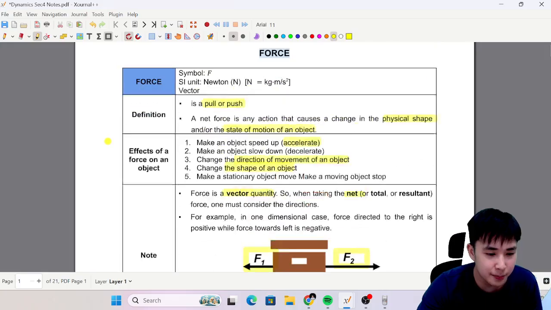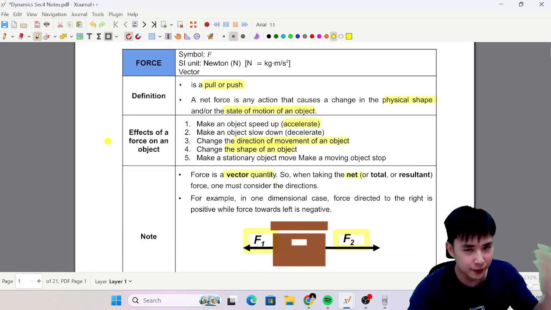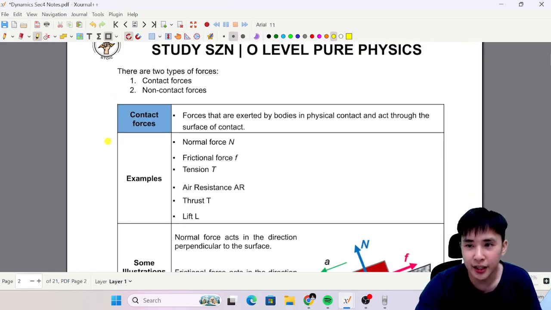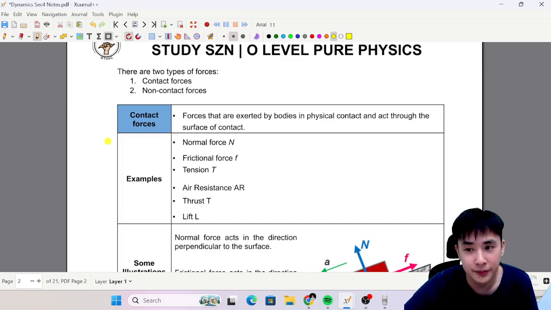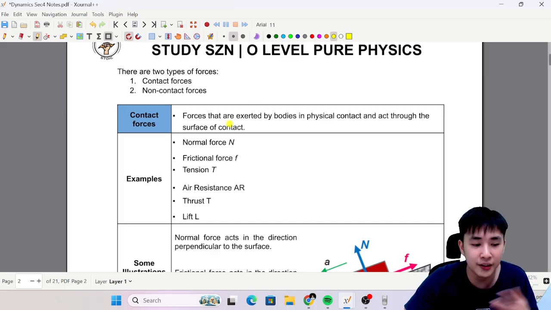Okay, yeah, so this is pretty much what you can think about for forces. Like I mentioned, there are two types of forces: contact forces and non-contact forces. Here are the different types of contact forces that you could have on an object.